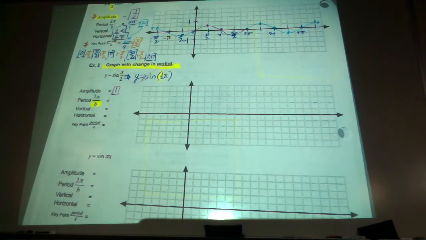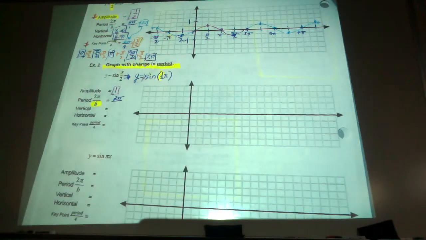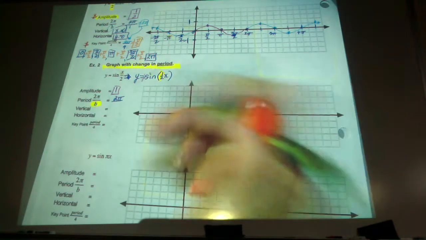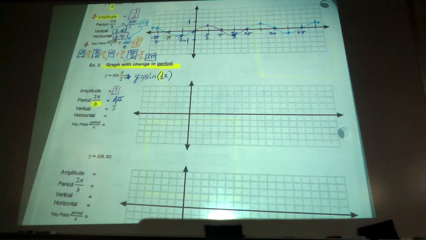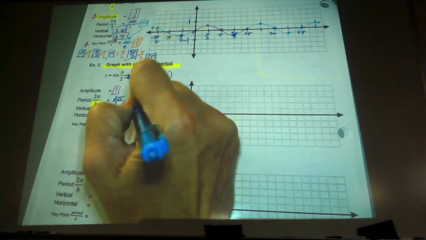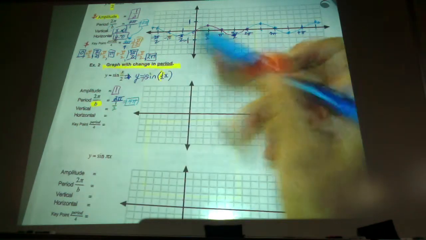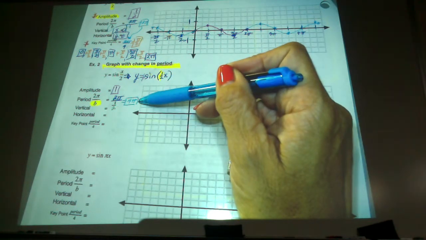But my period, I'm going to take the normal period of sine, which is 2 pi, and divide it by b, the coefficient in front of the x, which in this case is, oh how fun, we get to divide 2 pi by 1/2. When we divide by a fraction, what are we really going to do here? Multiply by the reciprocal, so it's really 2 pi times 2, which is 4 pi. So what you have discovered is a fraction less than 1 actually stretches out the period to a longer period.